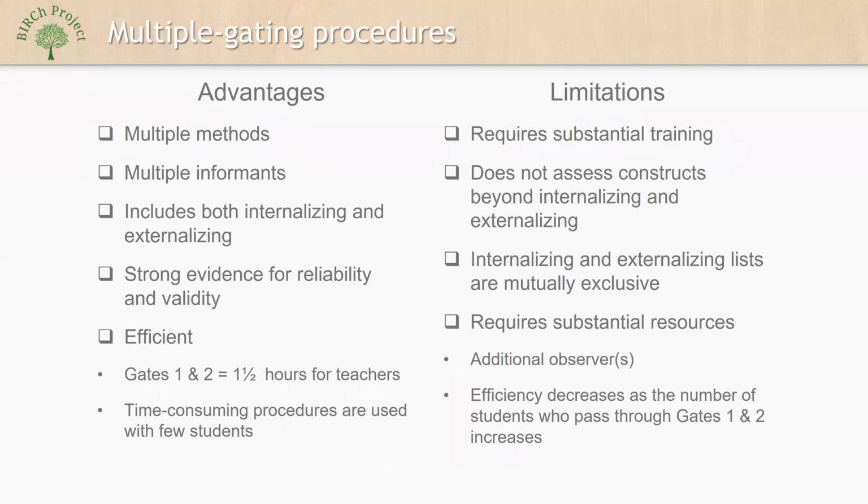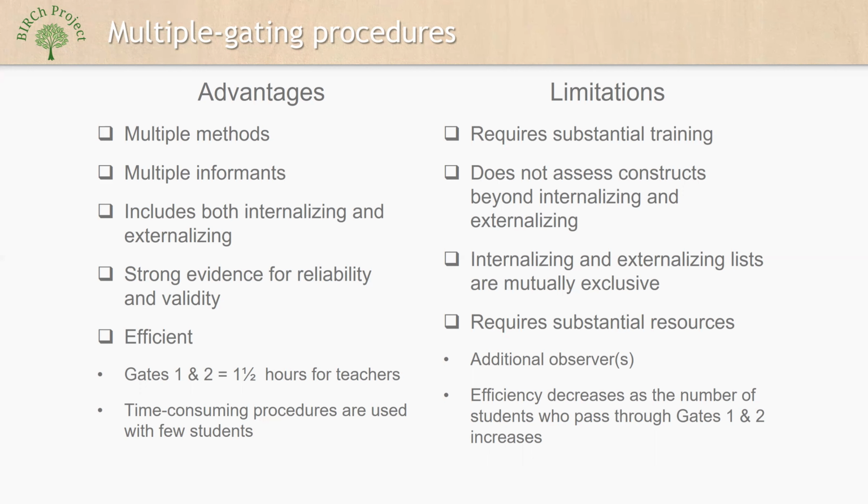We also have multiple informants. We start with the teacher nominating students, and the teacher completing measures for each student. But then we also have an external observer conducting the observations of the student in the classroom and on the playground. So the standards for having a robust multi-method, multi-informant assessment are built into one screening process, and that's a huge advantage of the SSBD. Because of that, there is strong evidence for the reliability and validity of the SSBD and multiple gating procedures.